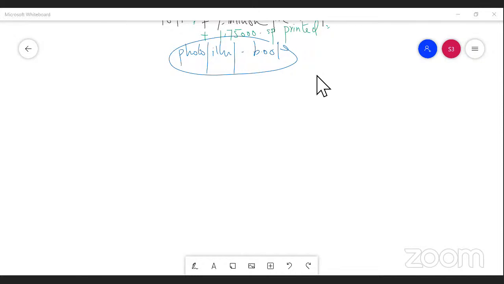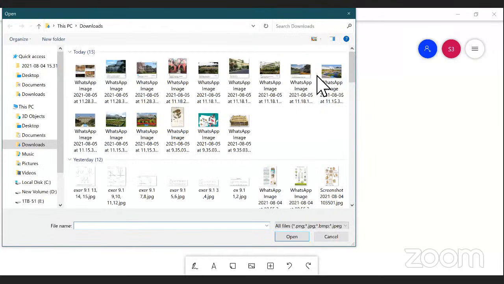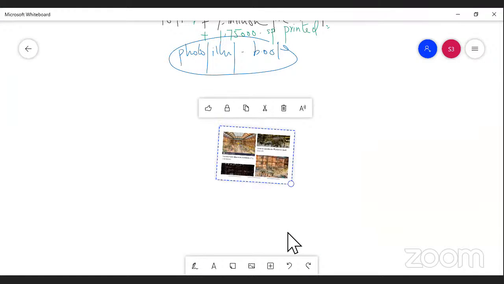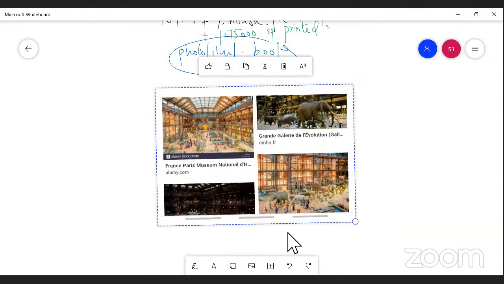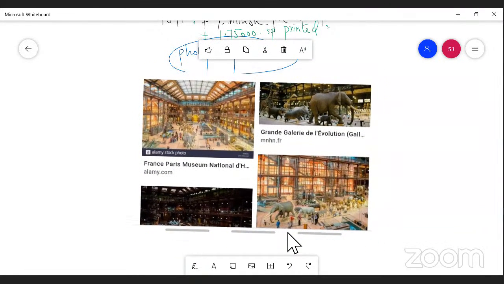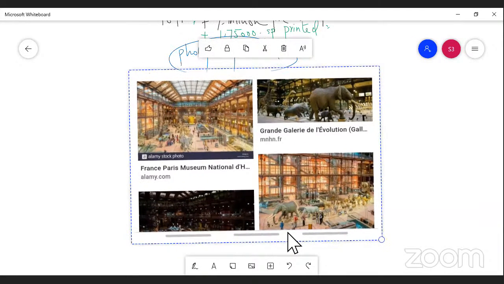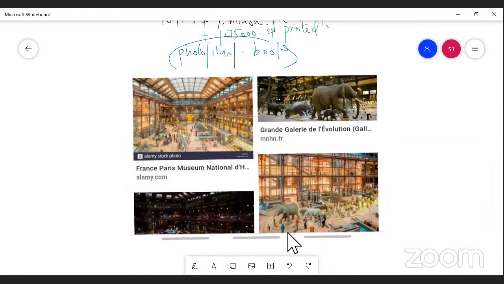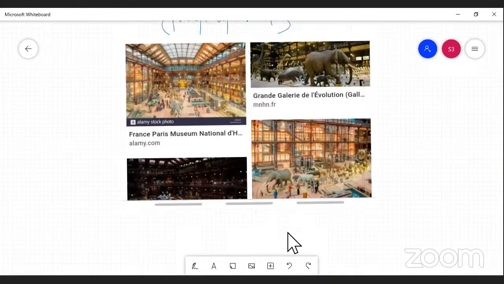The second largest herbarium I'm going to show you. This is one of the largest herbaria, the Paris Museum, right? Museum National d'Histoire Naturelle, that is the name of the herbarium. If you go to Paris, you can see this is also one of the largest herbaria.